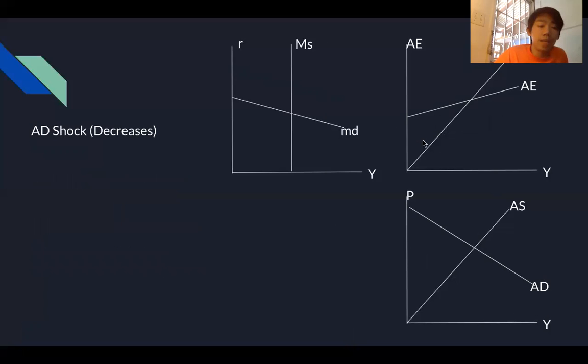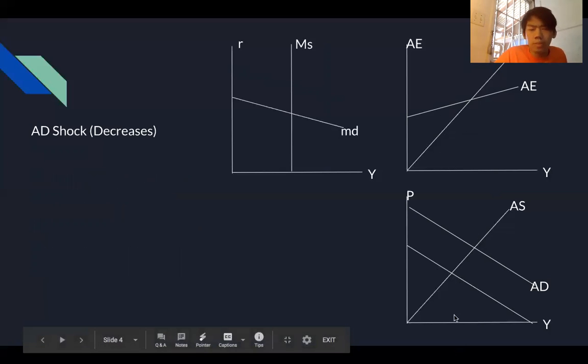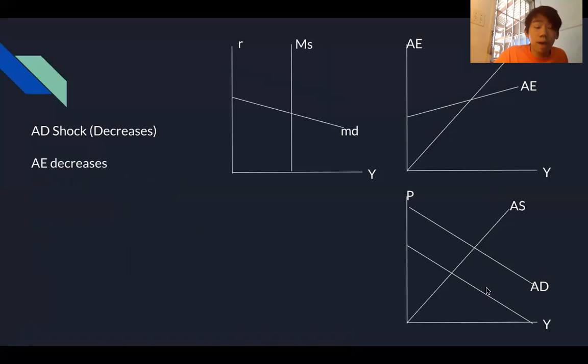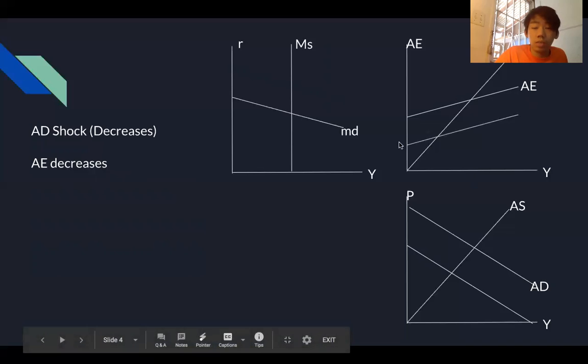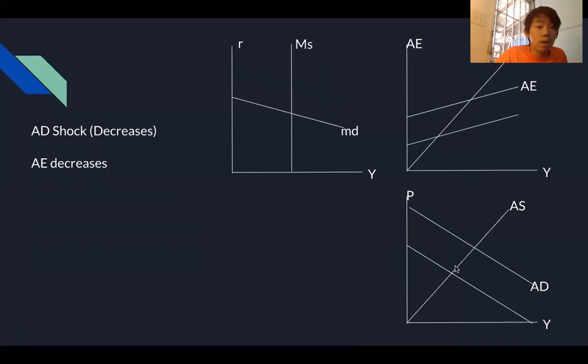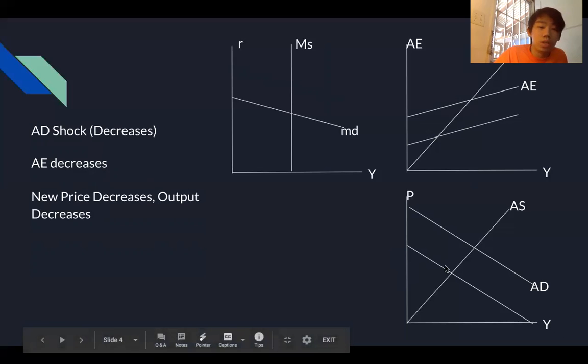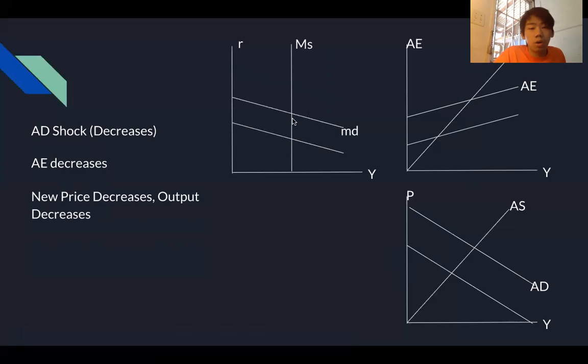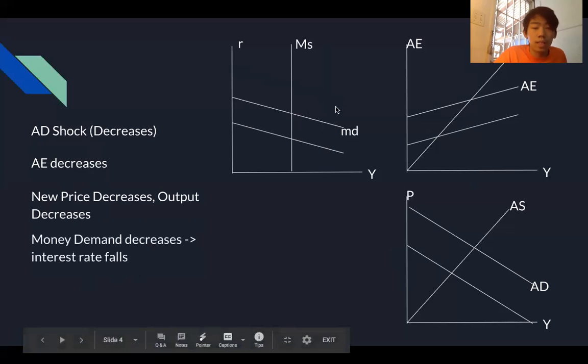So next, let's pretend that we have an aggregate demand shock for whatever reason. And so the aggregate demand decreases. We're now at this point here. So first off, if the aggregate demand decreases, the aggregate expenditure decreases as well. But you notice here that we have a new equilibrium in price and Y as well. So we have to take that into account. So the new P is decreased and the new output is also decreased. So this new price level affects this money demand here. And so overall, the money demand is lower and the interest rate falls.